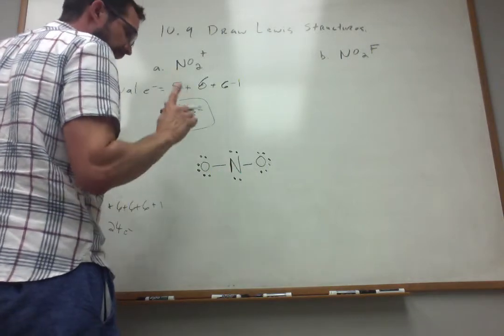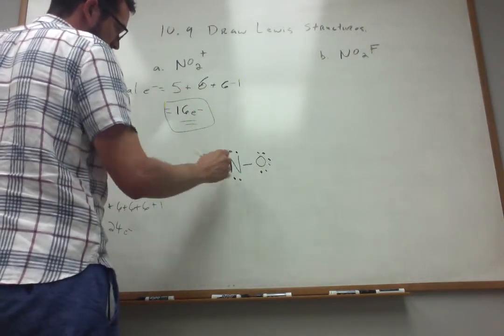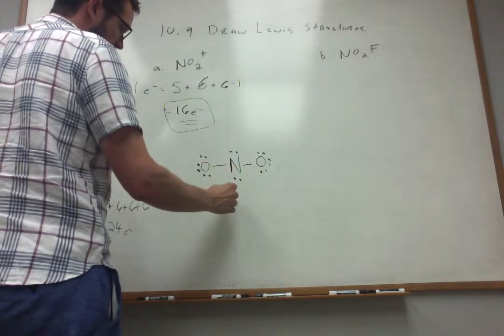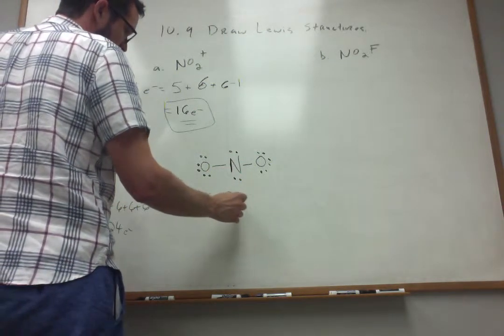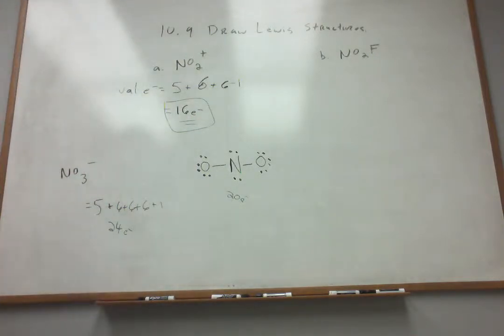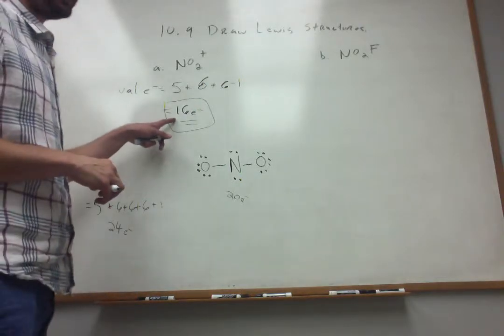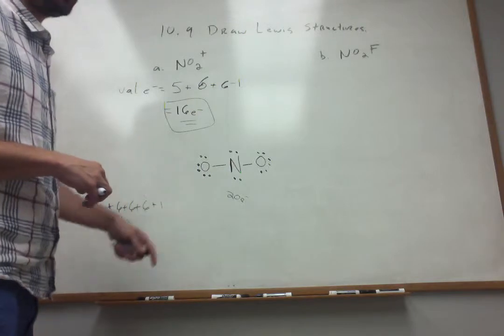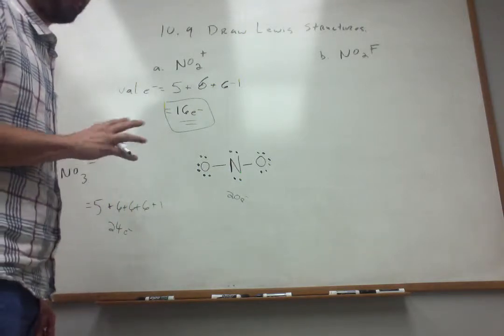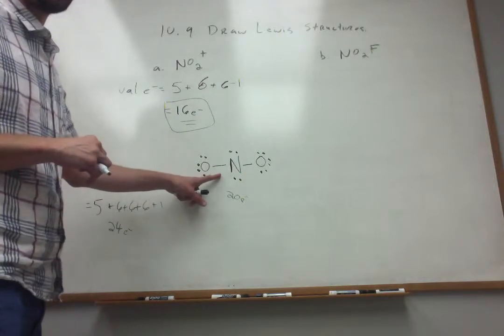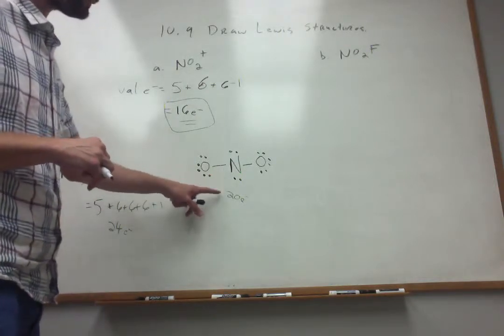Now how many electrons have I used? 6, 12, 14, 16, 18, 20. I've used 20 in that structure that I proposed. That is not going to work, is it? I only had 16 valence electrons to use. The structure requires 20. Not so good. So I need to change this. That means that this is not correct.